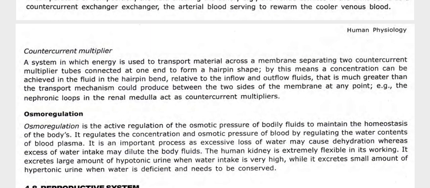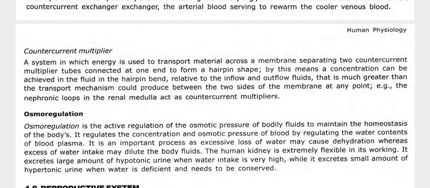Then osmoregulation is the active regulation of osmotic pressure of bodily fluids to maintain the homeostasis of the body. It regulates the concentration and osmotic pressure of blood by regulating the water content of blood plasma. It is an important process, as excess loss of water may cause dehydration, whereas excess water intake may dilute the body fluids. The human kidney is extremely flexible in its working. It excretes a large amount of dilute urine when water intake is very high, while it excretes a small amount of concentrated urine when water is deficient and needs to be conserved.